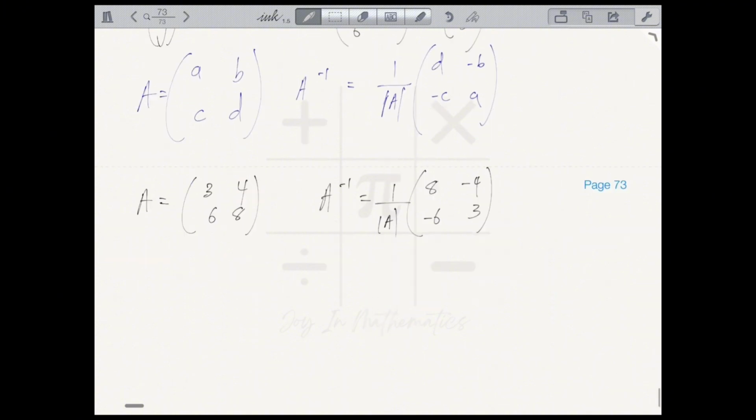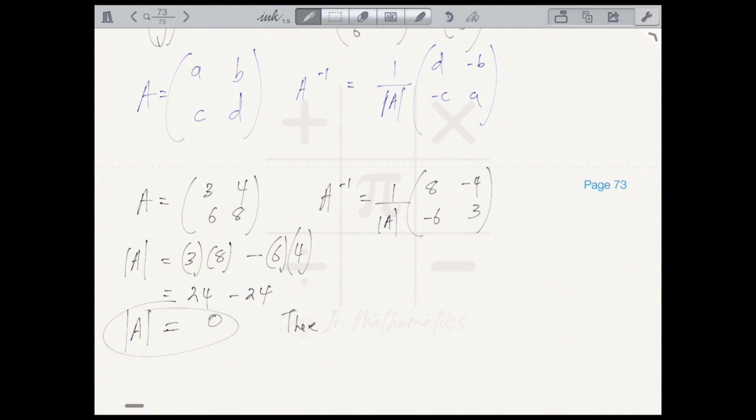The determinant of A is 3 multiplied by 8 minus 6 multiplied by 4. Now this is 24 minus 24, which is equal to 0. Oops, the determinant is 0. Definitely, there's no inverse for this. And if there's no inverse, then there is no solution.